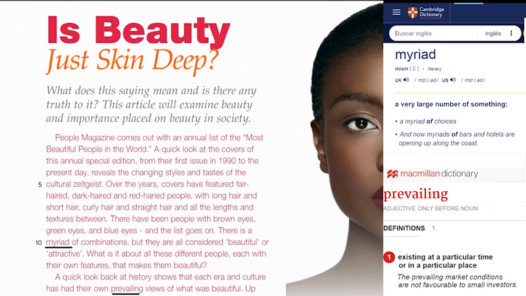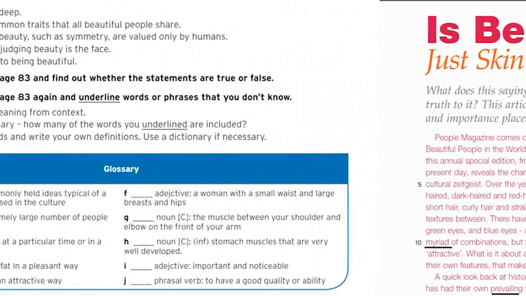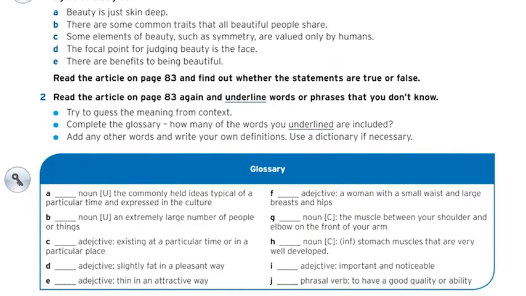So you can check it in a dictionary before doing the glossary, and this will make your task much easier. So let's do the exercise. Let's see, if we take a look at the letter B, it says an extremely large number of people or things. What could be this word? Exactly, myriad. Well done. Like this, continue and complete the glossary. Also, you must add any other words and write your own definition. This is very important, guys, so that you can learn more words. Okay, let's do the exercise, and when you finish, we'll move on.